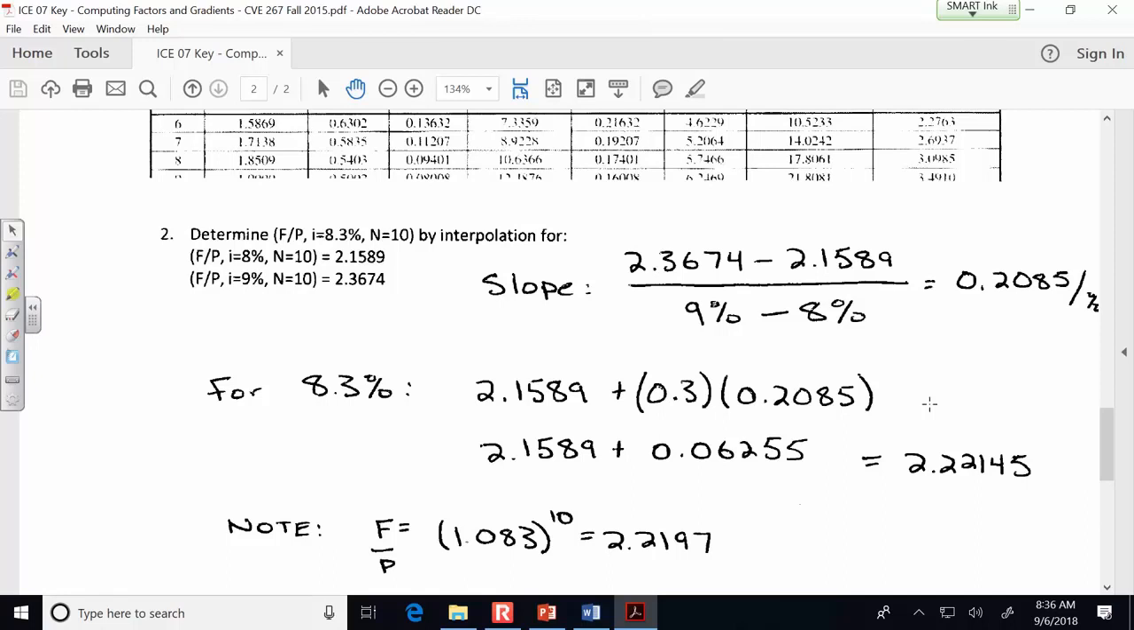All right, so what we're doing is we're looking at the difference in the factors and how much that difference in factors is due to the difference in percentages. So my approach was, I'm saying, here's the difference in the factors, the difference in percentage, so the slope of that line in terms of how much factor changes per percent.